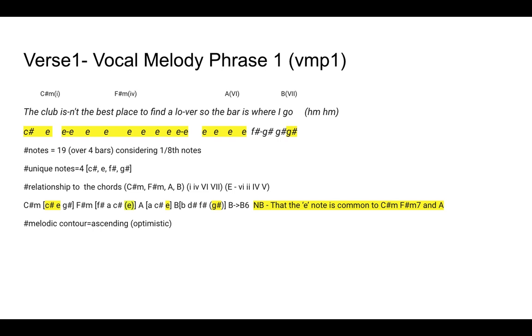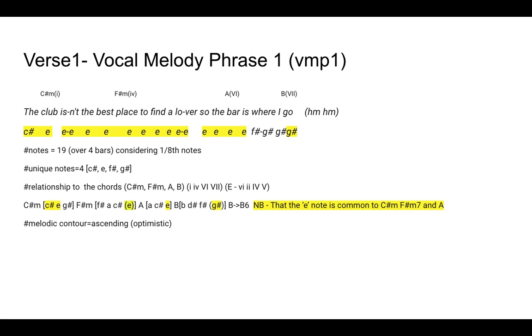So I'm going to try to play the chord and then say the note. So it's C sharp, E, E, E, E, E, E, E, E. "The club isn't the best place to find a lover, so the bar is where I go."